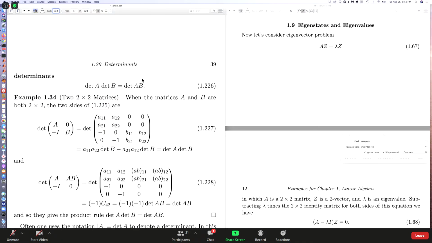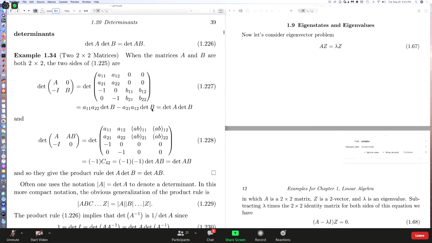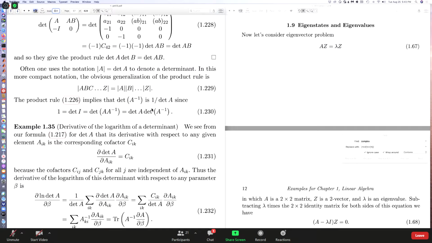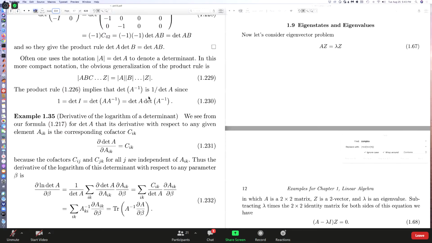It's something that I'm sure you already knew, namely that the determinant of a product is the product of the determinants. Here's an example of, in fact, the 2x2 example of the proof. And one often uses just straight lines to indicate determinants. And you can generalize the result, just the product rule, to say that the determinant of the product of, in this case, 26 matrices is the product of the determinants of the 26 individual matrices.